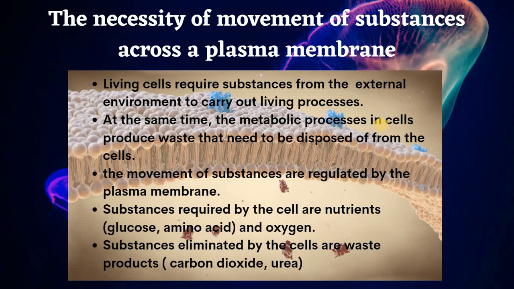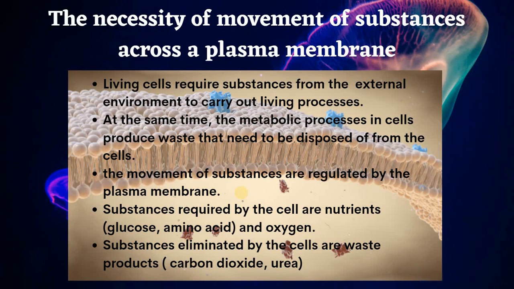First, let's take a look at the necessity of movement of substances across a plasma membrane, the importance of the movement of substances. Number 1, living cells require substances from the external environment to carry out living processes. External environment refers to the outside of the cell. At the same time, the metabolic processes in cells produce waste that needs to be disposed of from the cell. The movement of substances is regulated by the plasma membrane.